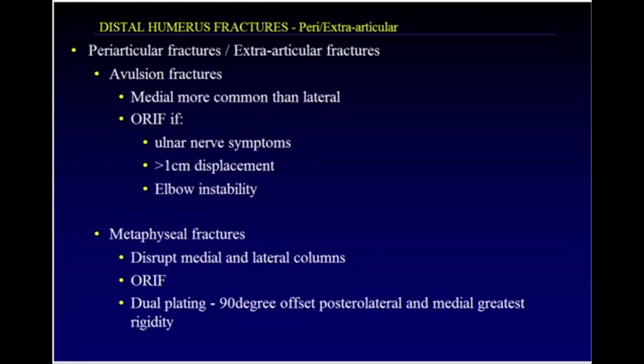And just as with intraarticular fracture of the distal humerus, remember that the most stable construct is dual plates, 2 plates, placed at 90 degrees relative to one another. So typically this means a plate placed along the medial aspect of the distal humerus and a second plate placed posterolaterally. So 2 plates, 90 degrees relative to one another.